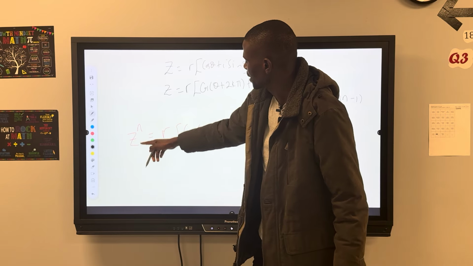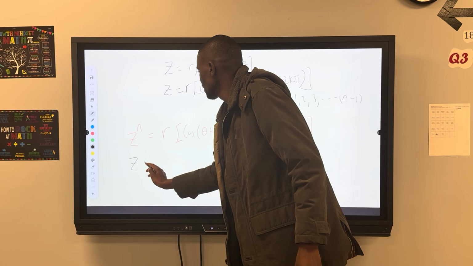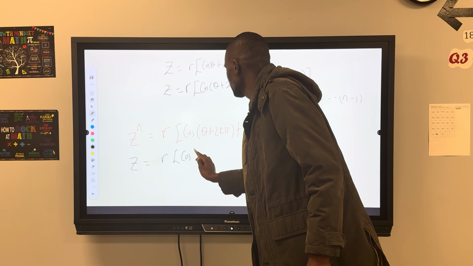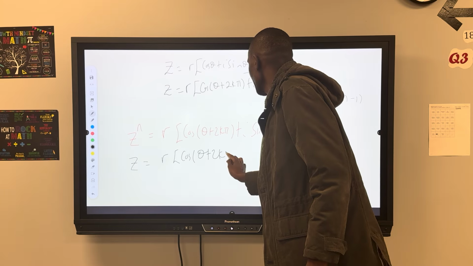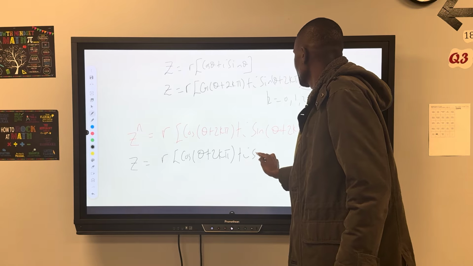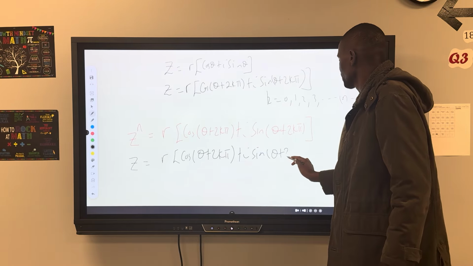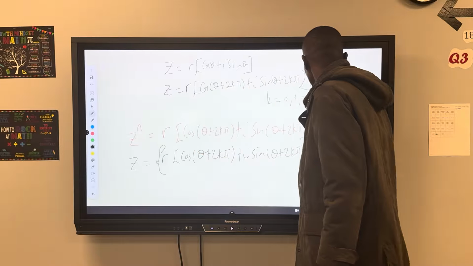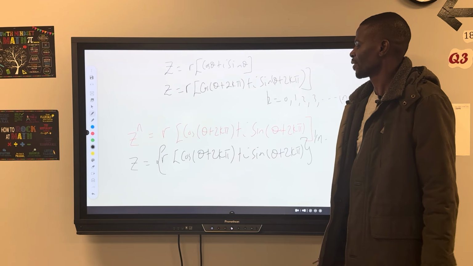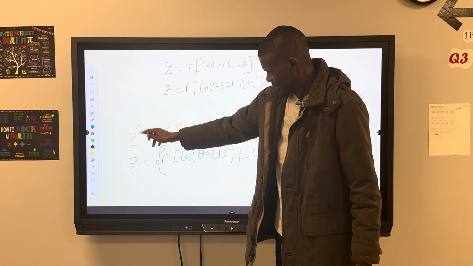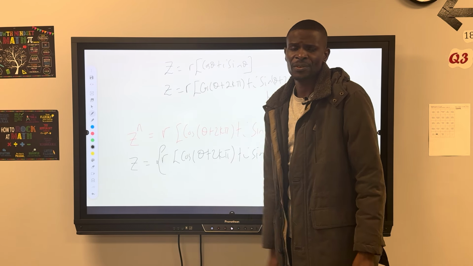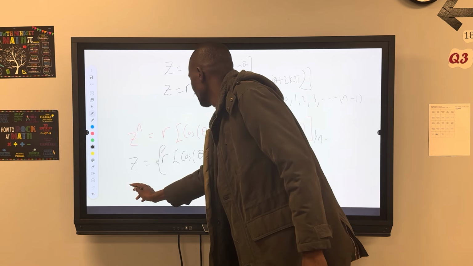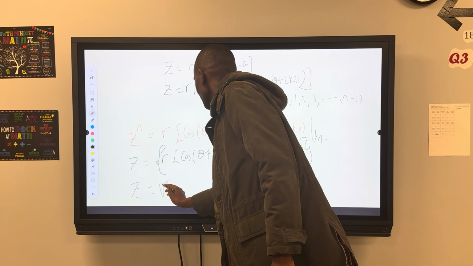So when I'm solving this, you will see that z is equal to r, then cos(theta plus 2k pi) plus i sine(theta plus 2k pi), all being raised to the power of 1 over n, because I just take the inverse operation of that exponent there. Like what I've said, r is affected directly.